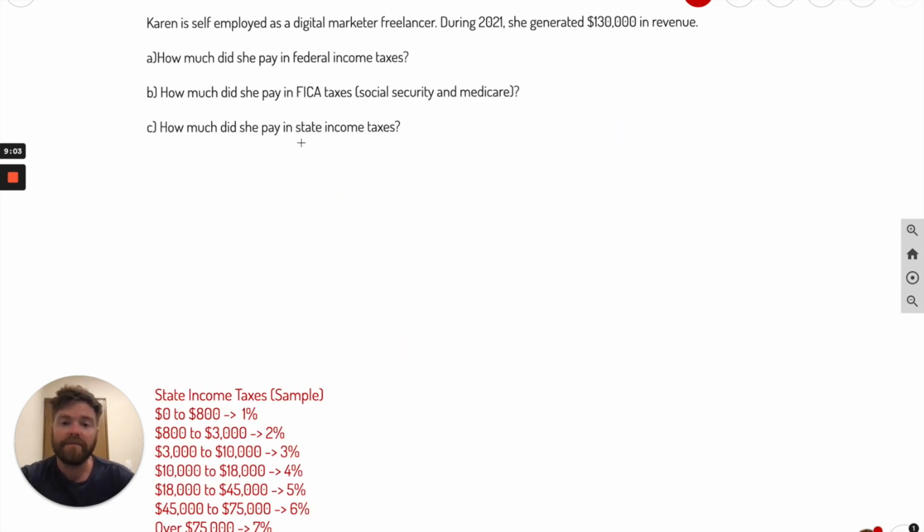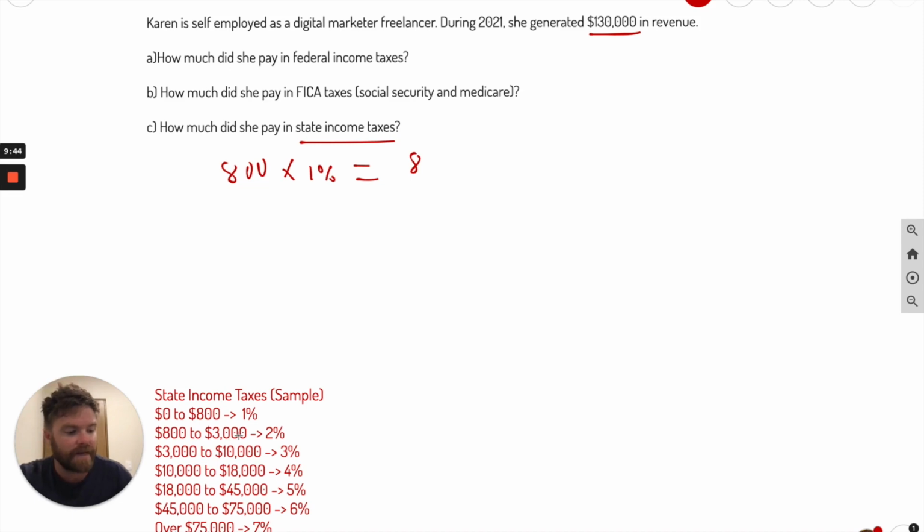Okay, so for state income taxes, here's our table right down here. That's just a sample table, so it's not really a specific state, but we're just going to use these numbers for this problem. So take her 130,000 in revenue, we're going to go through each section to get the percentage for each range of income. So we'll start with the first one. $800 because it's 0 to 800, and we just multiply that times 1%. And these will be kind of smaller numbers here. So it's only $8. And just keep going down the line.